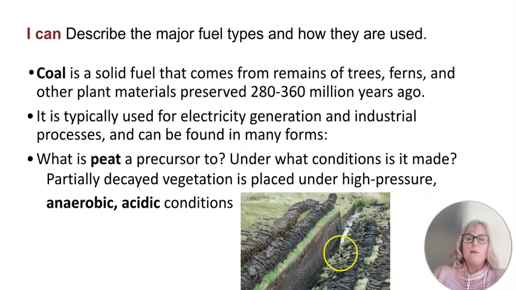Let's look at peat. This is a picture of peat. Peat's a precursor to coal, so it's partially decayed vegetation under high pressure, anaerobic and acidic conditions. Make sure you know that. It is in bold for you.